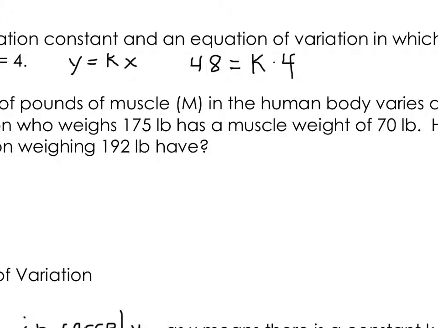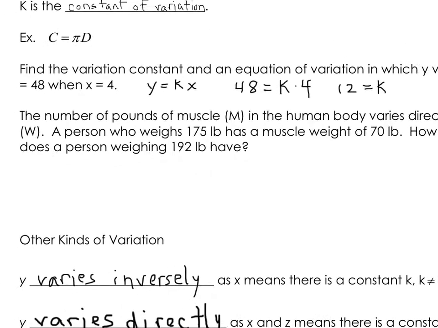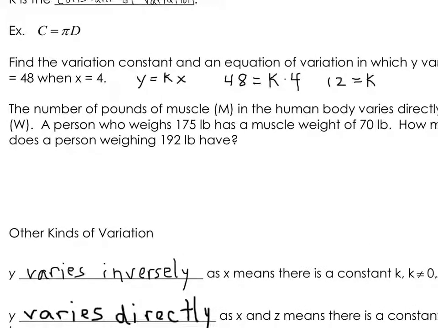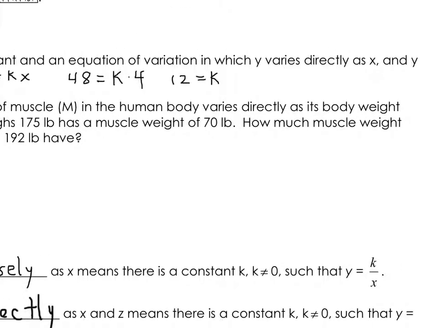Divide both sides by k, and what do you get? 12. So, we're supposed to find the variation constant. We did that. 12 equals k, and an equation for variation. So now we need to rewrite that equation. It was y equals k times x. Now it will be y equals 12 times x. So we found our constant of variation, and then we put it into our equation so that we have the equation also.